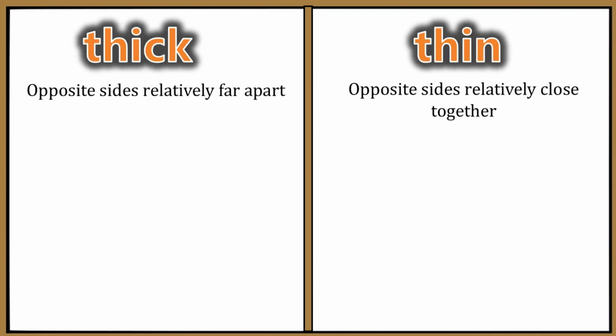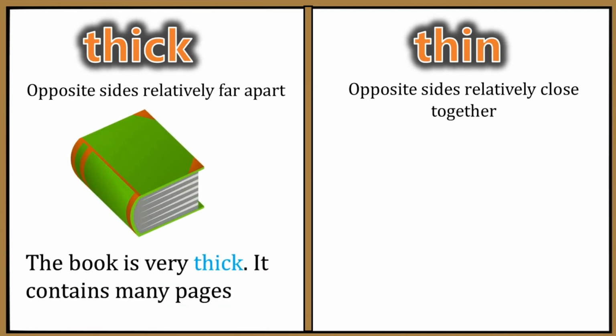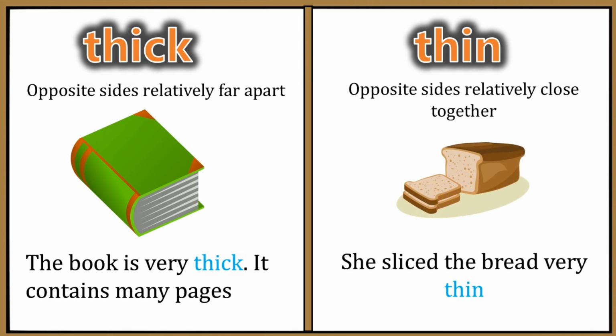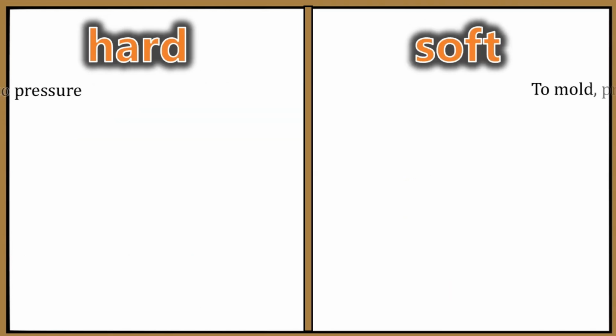Thick. Opposite sides relatively far apart. The book is very thick. It contains many pages. The opposite of thick is thin, which means the opposite sides are relatively close together. She sliced the bread very thin.